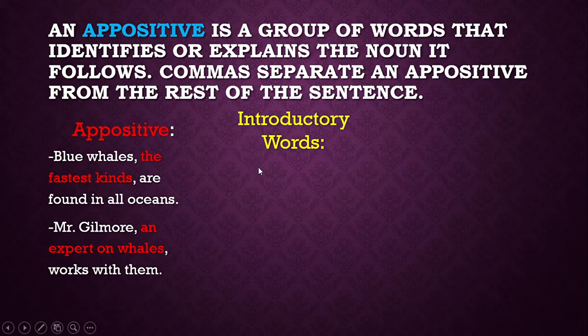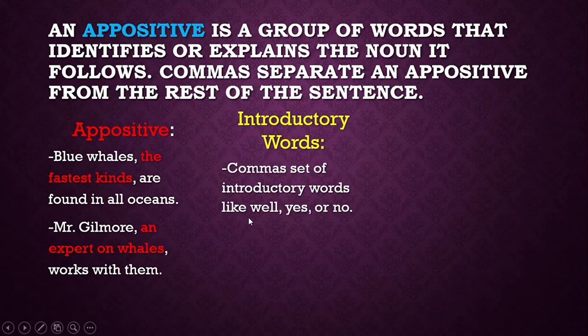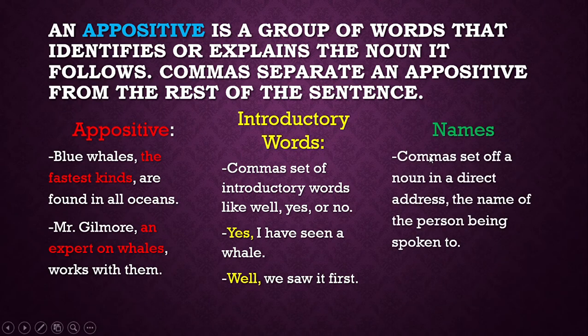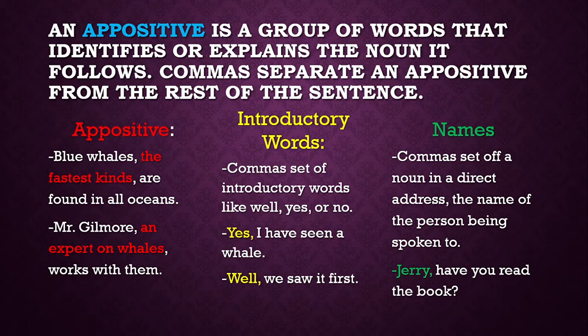Another way that we use commas is to set off introductory words like well, yes, no. Like yes, I've seen a whale, or well, we saw it first. Also to set off names. Commas set off a name and a direct address, the name of the person being spoken to. For example, Jerry, comma, have you read the book? That's another place you put a comma. A lot of these you're like, oh, I do that already. So that's great. So just keep doing it. Now you know why you do it.